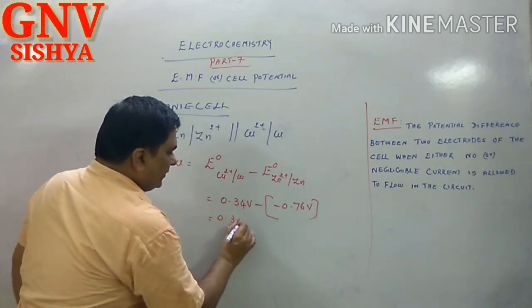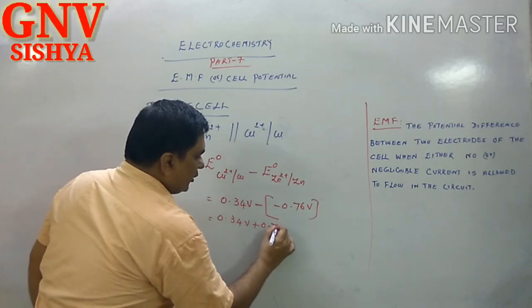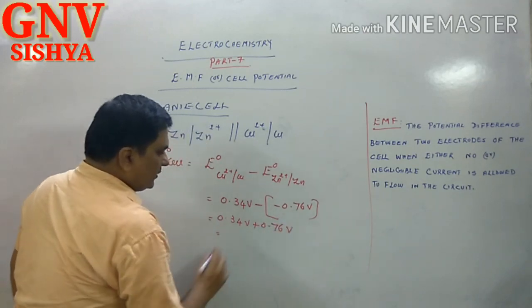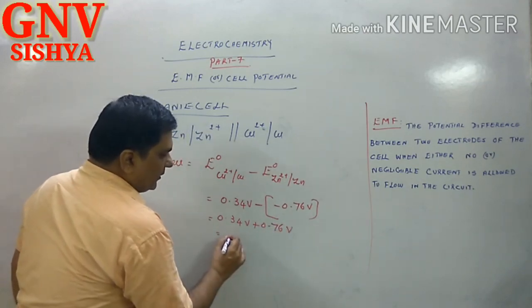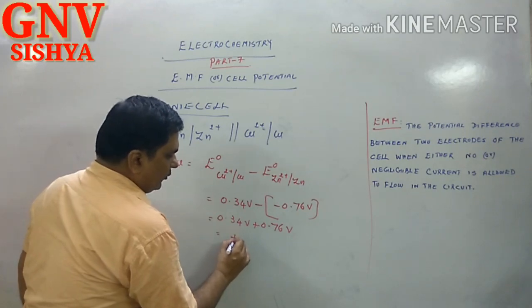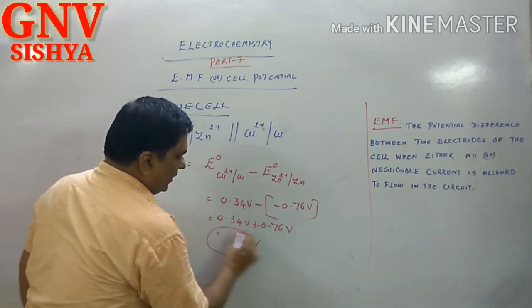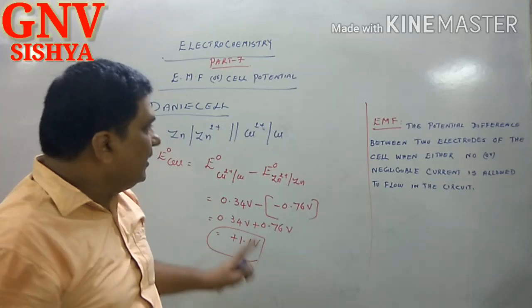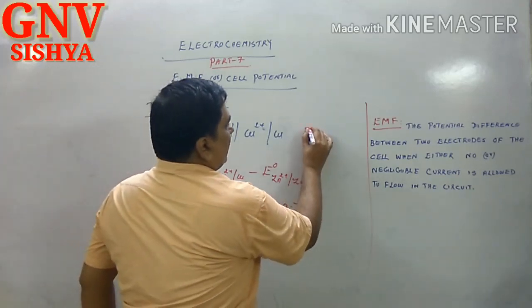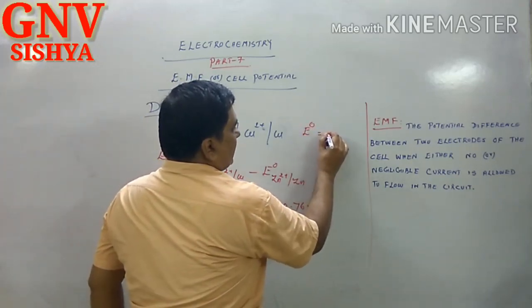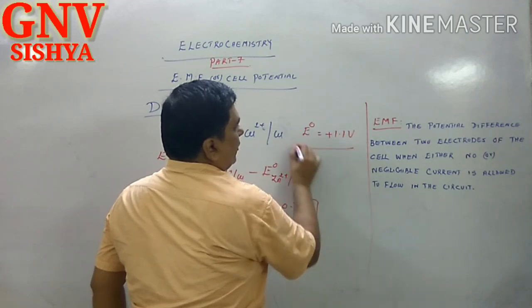Now 0.34 volt plus 0.76 volt. When you sum up, you get how much? 0.76 plus 0.34 is 1.1 volt. This is the EMF of the Daniel cell that we are going to write in the corner. E naught of the cell is equal to plus 1.1 volt.